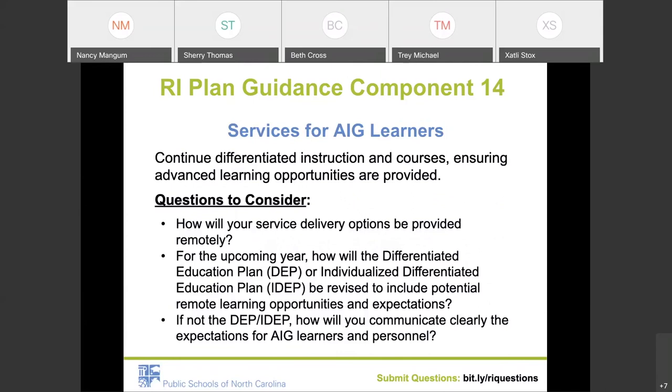It is understood that through Article 9B, we must continue differentiated instruction and courses, ensuring that the advanced learning opportunities are provided even in a remote setting. So when it comes to service delivery options based on student need, it's best to consider a range of service options within the program when we're in the building. For a remote environment, the same is true. What is the range of service options that districts or schools will provide remotely, ensuring that they meet students' needs? Now, these services are outlined on each student's differentiated education plan, the DEP, or the individualized differentiated education plan, the IDEP. It would be a benefit to revise this document to include the variety of settings within which your students and teachers find themselves operating through the school year. If this information is not included on the DEP and the IDEP, ensure the expectations are communicated well and often. I know Jamie said early, well, and often, with both students and their families, as well as personnel who are providing these services.